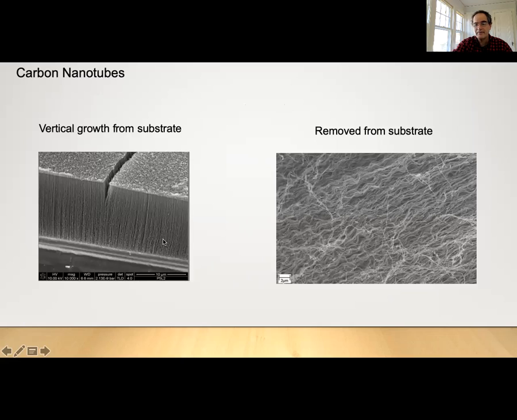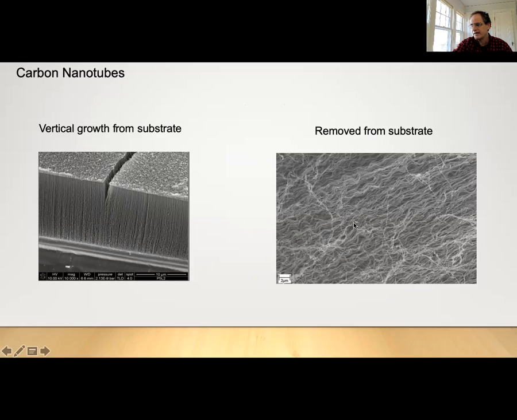Here are some carbon nanotubes that have been grown, just so you can see what they look like. Here they are growing vertically from a substrate in a very dense pattern. Looks really neat. Okay, so the catalyst particles are all down here.